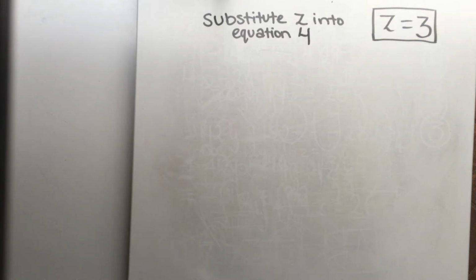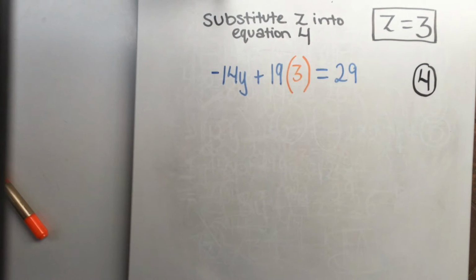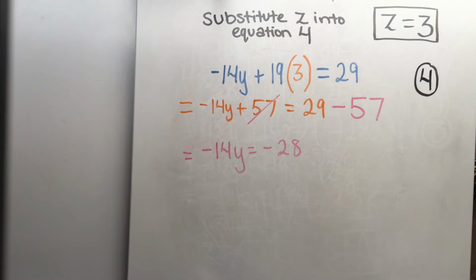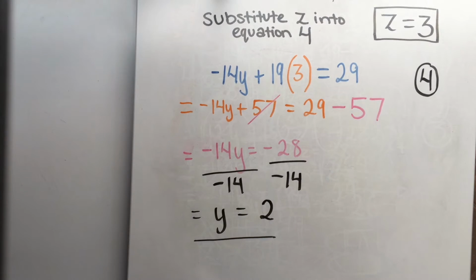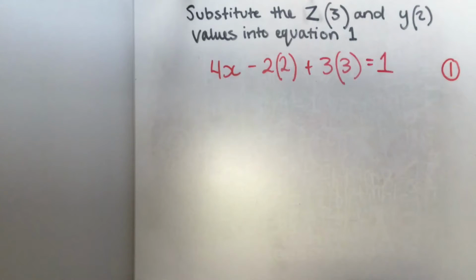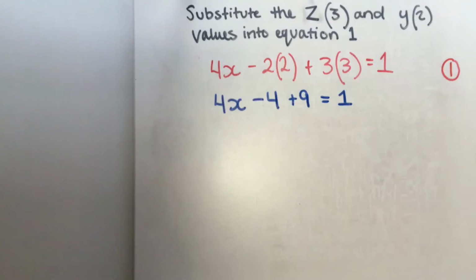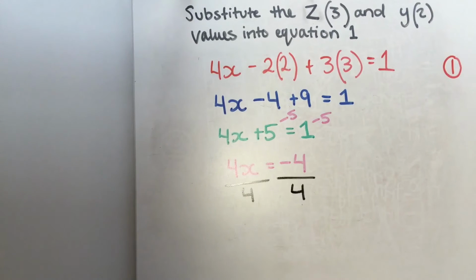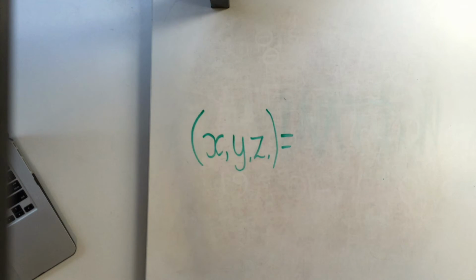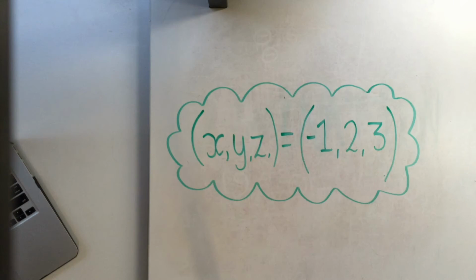You then substitute the z value 3 into equation 4 and then simplify to find the value of y. You then substitute the z and the y variables, 3 and 2, into equation 1. You then simplify to find the x variable. You then put these values into proper format as shown.